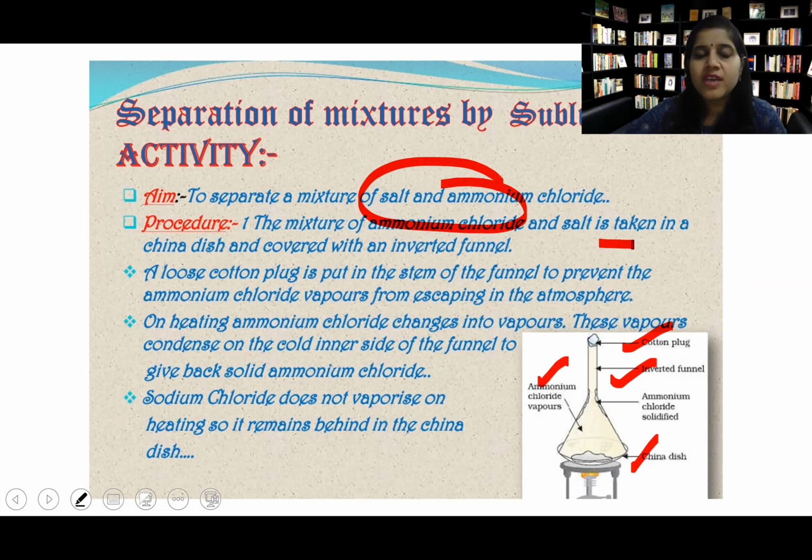In this way we can separate solid ammonium chloride from sodium chloride. Sodium chloride does not vaporize on heating, so it will remain in your china dish. It is a very simple technique by which we can separate. In place of ammonium chloride, we can take naphthalene balls. We can take anthracene. We can take any sublimable product to show the activity of sublimation.